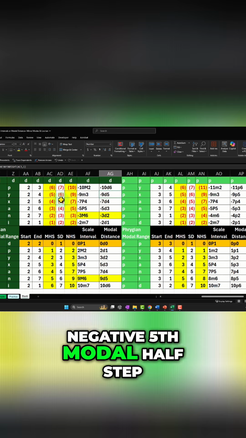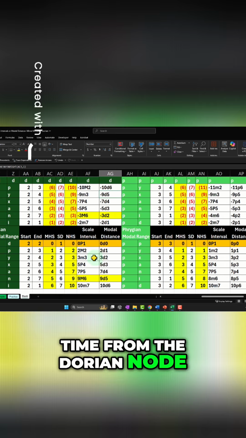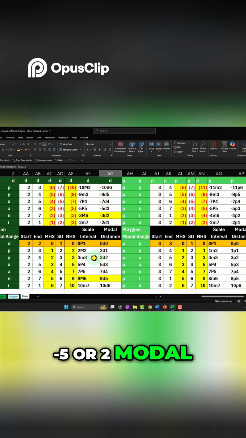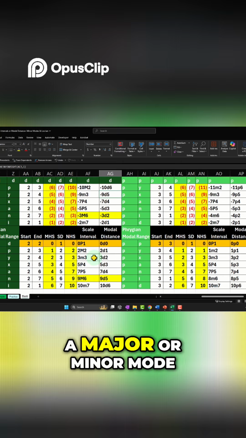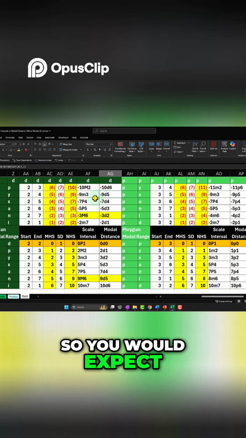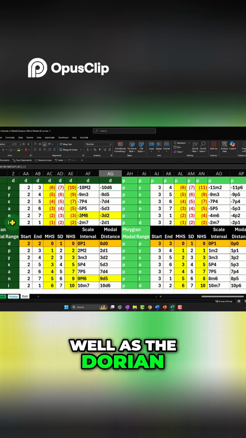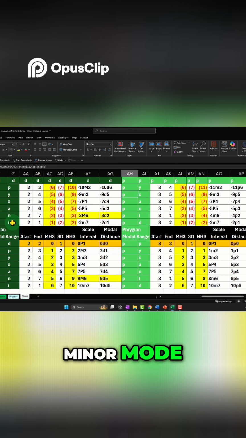negative fifth modal half step, because that would still be 3 forward, this time from the Dorian node, which would be 7 minus 5, or 2 modal half steps going forward. Now, this is the interval that's going to define whether something is a major or minor mode. So you would expect this one to be all the way through all the minors as well as the Dorian, because that is, in essence, what defines a minor mode.